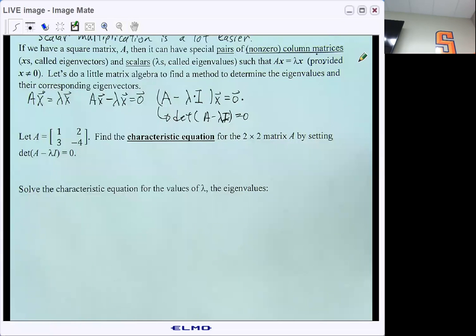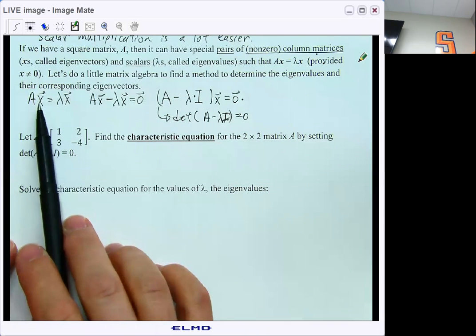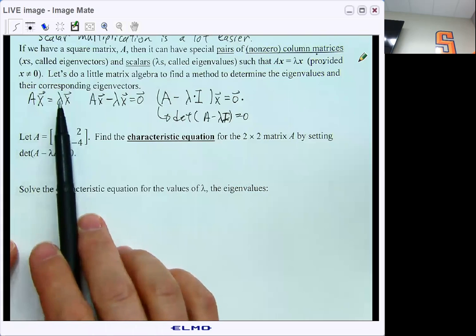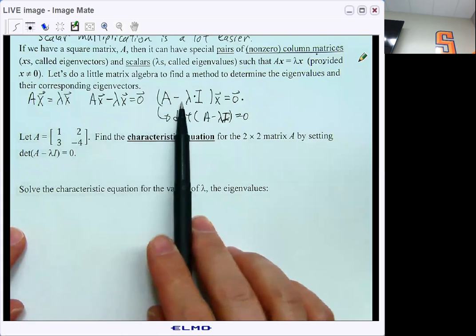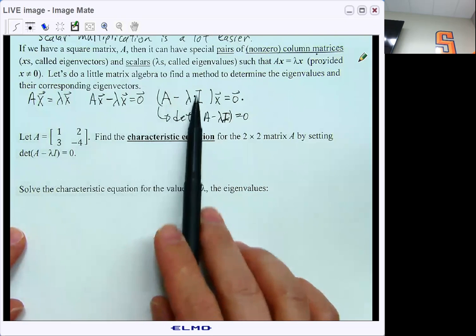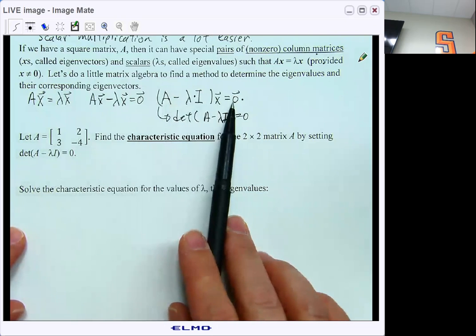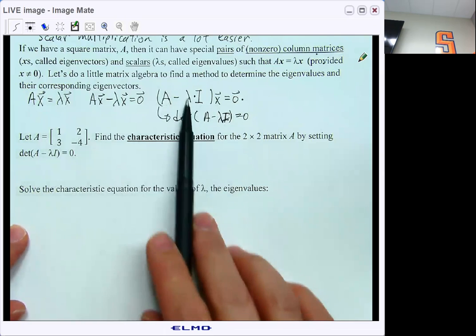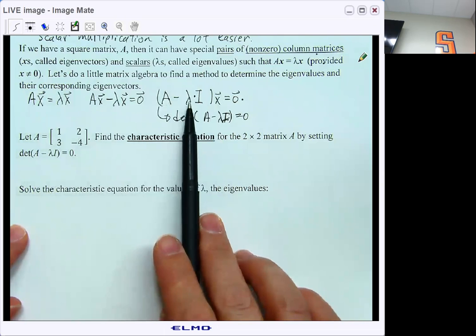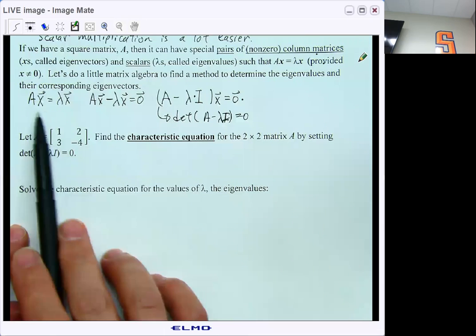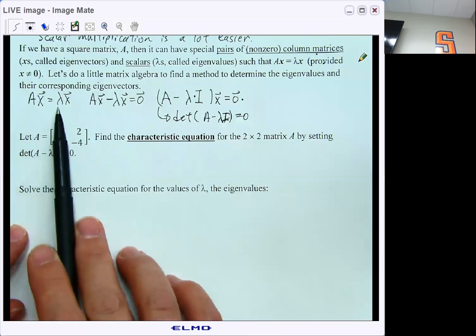Welcome back to part 2 of our introduction to eigenvalues and eigenvectors. So again, we see that if Ax equals lambda x, where lambda is a scalar, we can do a little bit of arithmetic to find out that (A minus lambda I) times x equals the 0 vector. So we want to find the special non-zero x vectors and the special constants that go with them that will make this true, so that matrix multiplication is simply a scalar multiplication.